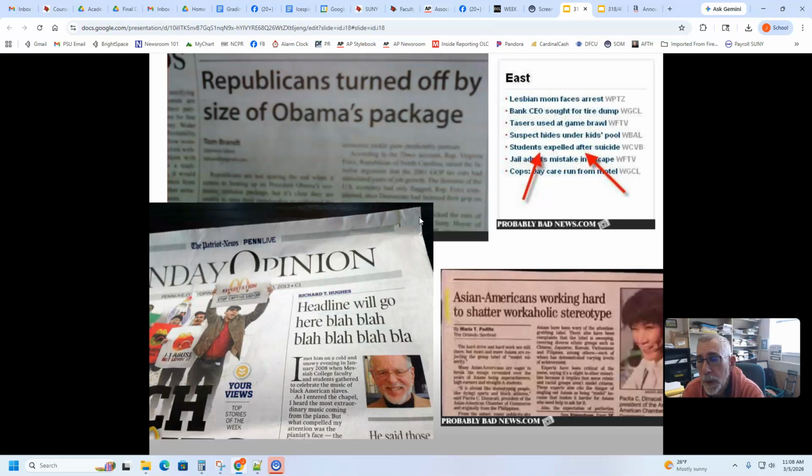Asian Americans working hard to shatter workaholic stereotype. Maybe that was intentional. I don't know. This whole thing: headline will go here, blah, blah, blah. That sort of thing appears more often than you would think, online and on paper. Putting in dummy stuff. At least it's not rude stuff, as happens too, and then it's accidentally published.